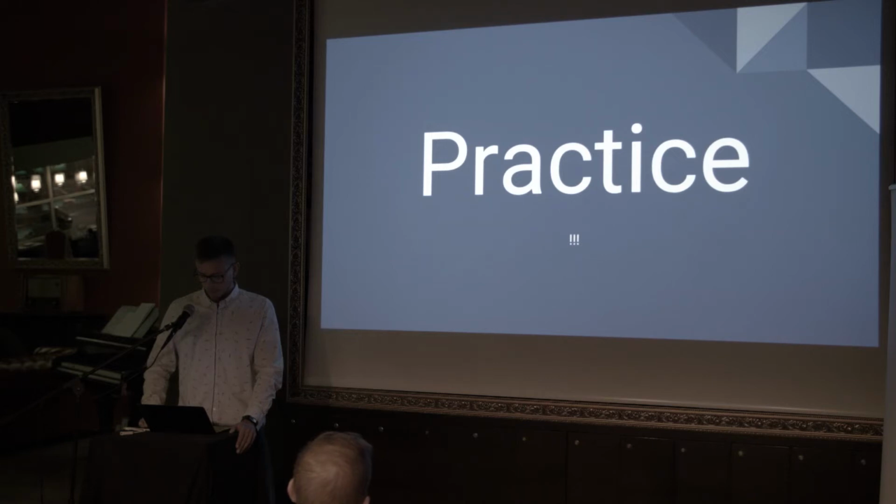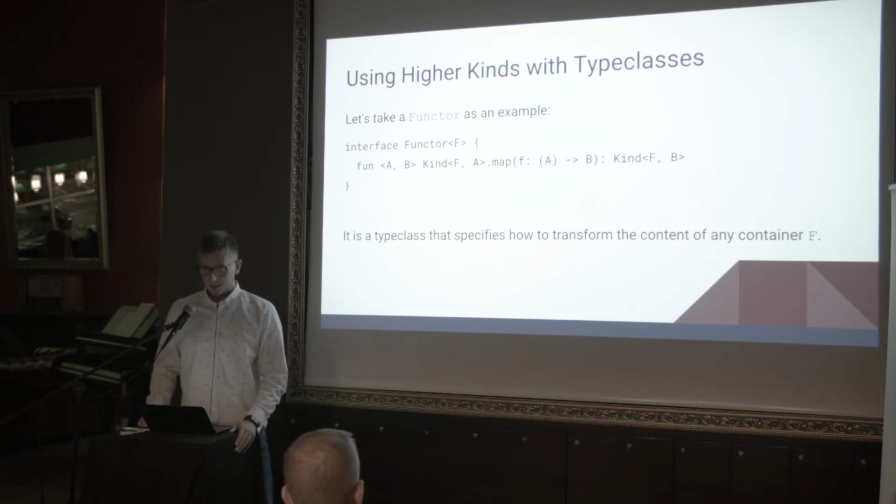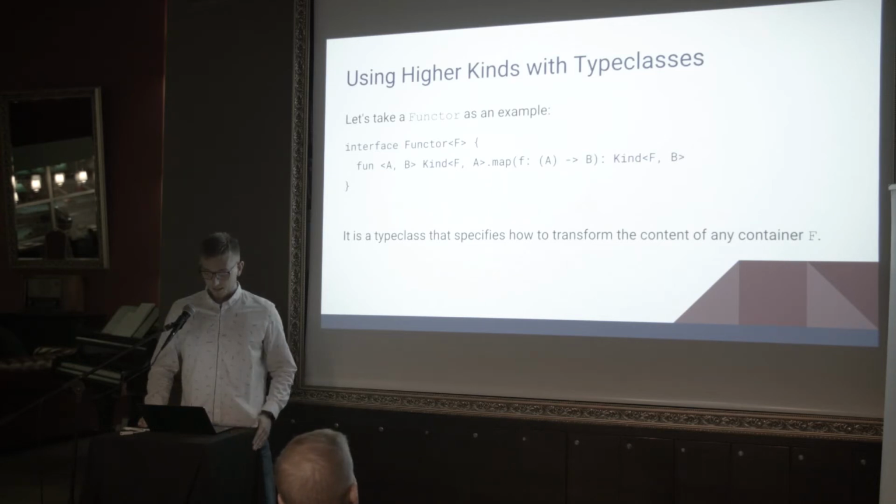And time for practice. How to use higher kinded types with type classes. Let's take a Functor as an example. A Functor is a type class that specifies how to transform the content of any container F. We have a map function which is declared on our container F of A. It takes a function from A to B and produces our new container F of B.